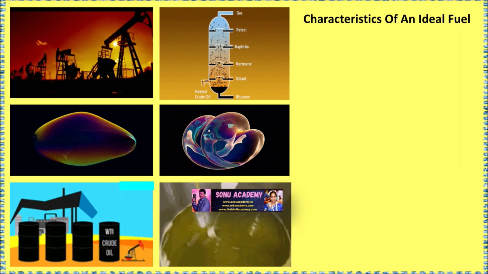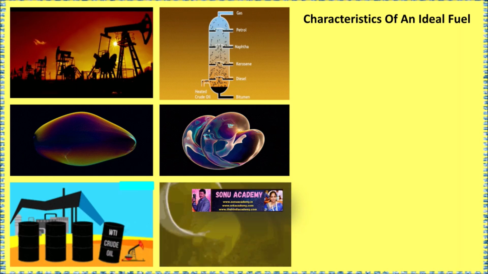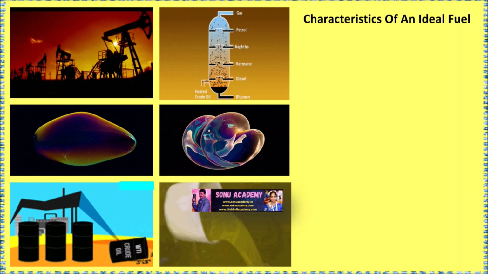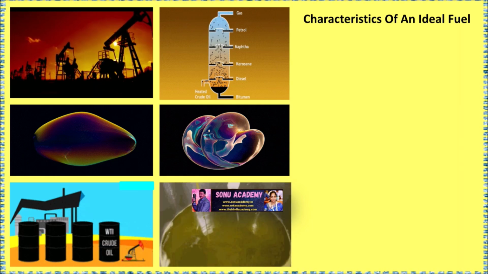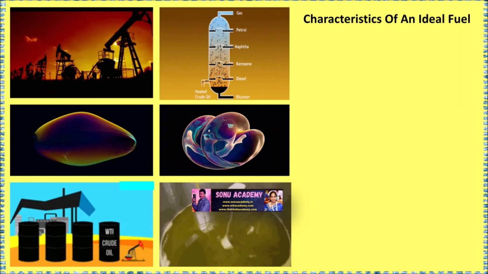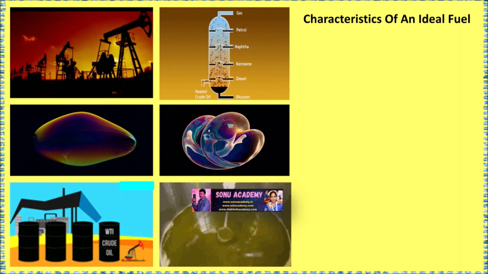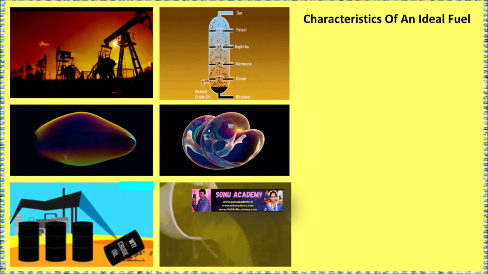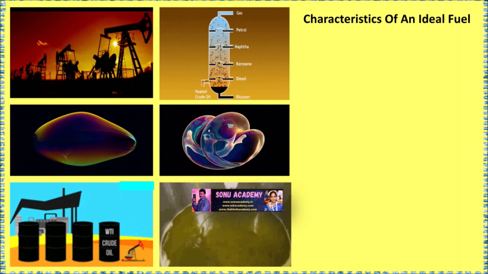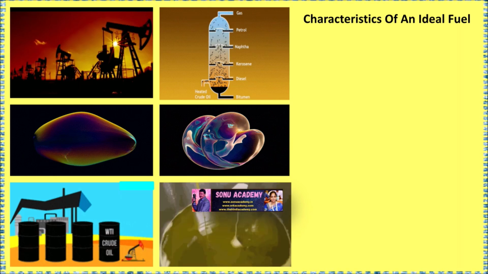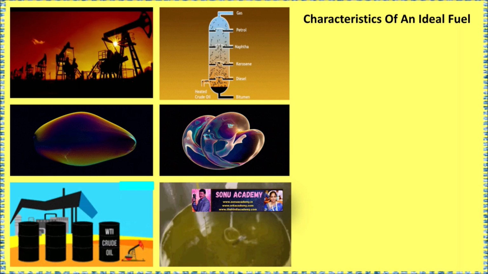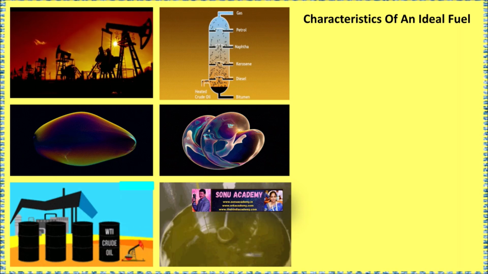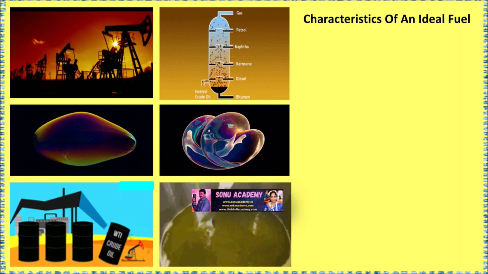It should burn without giving out any harmful gases. An ideal fuel is one which does not pollute air on burning by giving out poisonous gases. It should have a proper ignition temperature so that it can be burnt easily. The ignition temperature of an ideal fuel should be neither too low nor too high, because if the ignition temperature of the fuel is very low, then the fuel will catch fire too easily and hence it will be very unsafe to use it.